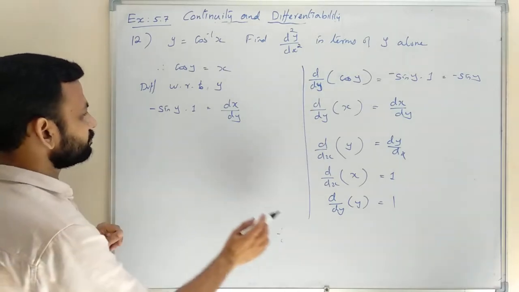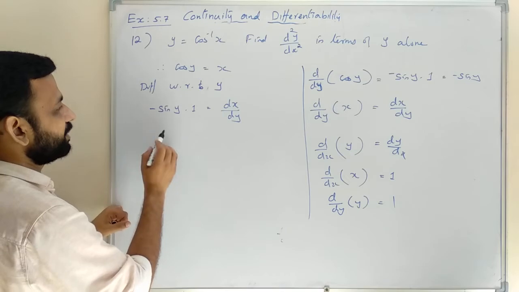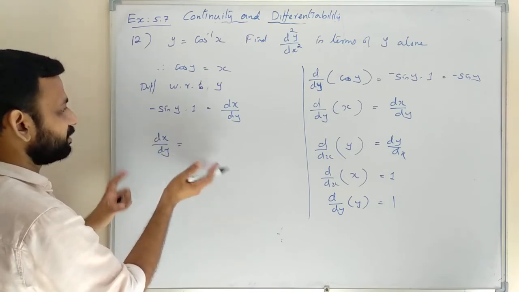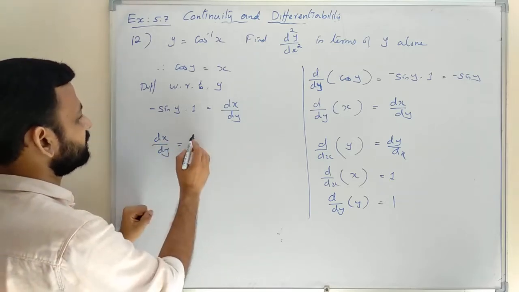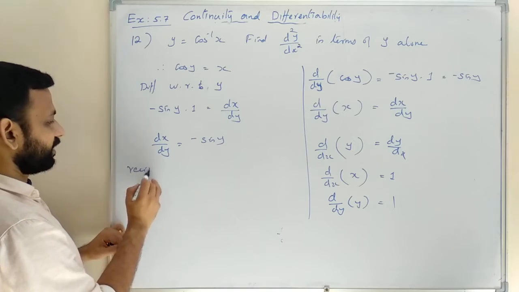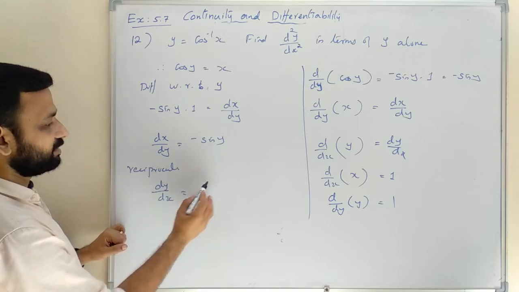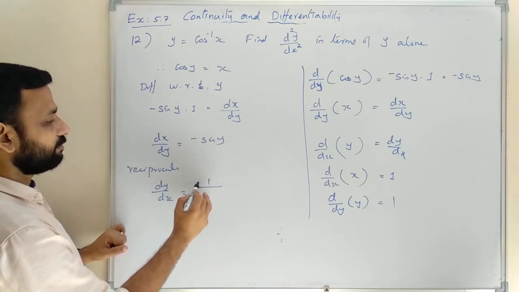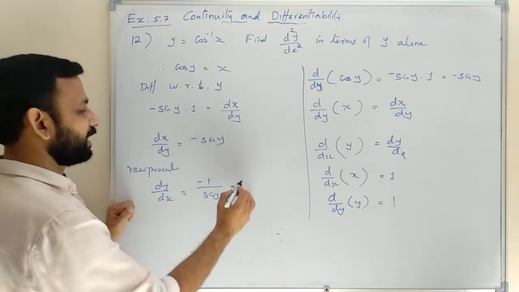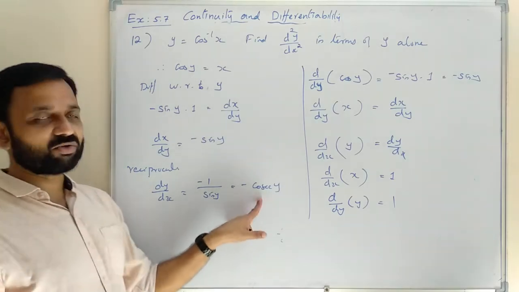Now we will take a reciprocal. We need to find d square y by dx square. So we can take the reciprocal. We will interchange LHS and RHS: dx upon dy is equal to minus sin y. So taking the reciprocal, dy by dx is equal to 1 upon minus sin y, that is minus 1 upon sin y, that is minus cosec y. So dy by dx is minus cosec y.